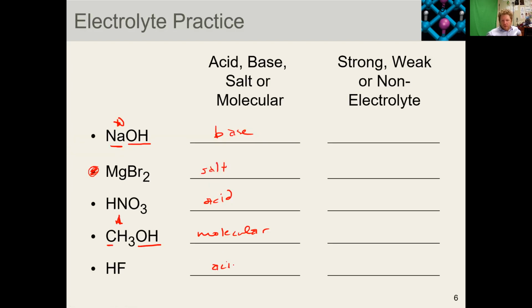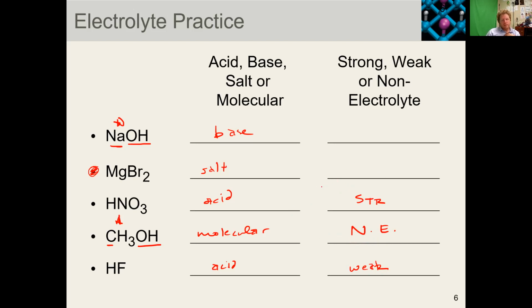What's tricky about this is I'm going to go now to the next category: strong, weak, or non-electrolyte. If something is a strong acid, it is a strong electrolyte. If something is a strong base, it is a strong electrolyte. If it's a weak base or a weak acid, it is a weak electrolyte. So HF, yes, it's an acid, but it's a weak acid. So this is a weak electrolyte. CH3OH, as a molecular compound, is a non-electrolyte. So a molecular compound is a non-electrolyte. HNO3 is one of your strong acids, so that is a strong electrolyte.